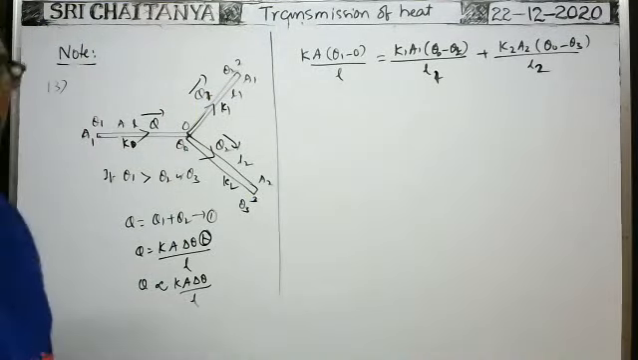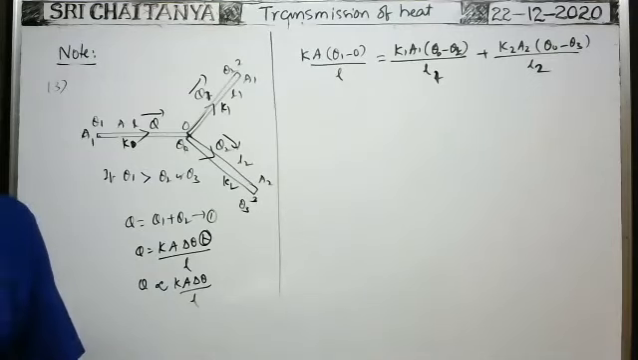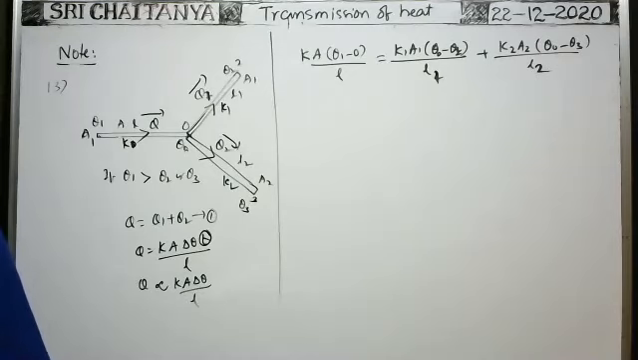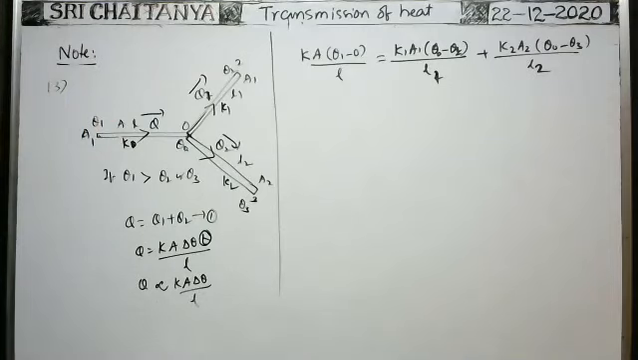Okay. If lengths of all rods are the same, but areas of cross section are different, then we can write L1, L2, L3 all are the same. So based on the given problem, we can choose.